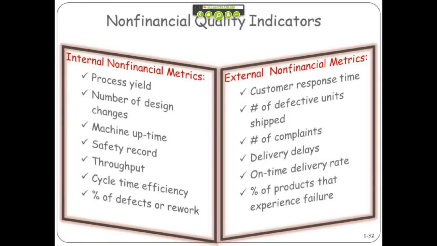Some metrics that you might see, most of these are process-related metrics. Yield: the amount of materials going in versus the amount that comes out. The higher the yield, the more efficient you are. Number of design changes, the amount of time it takes to set up, machine uptime, the percentage of time that your machines are broken down versus up, and your company safety record.